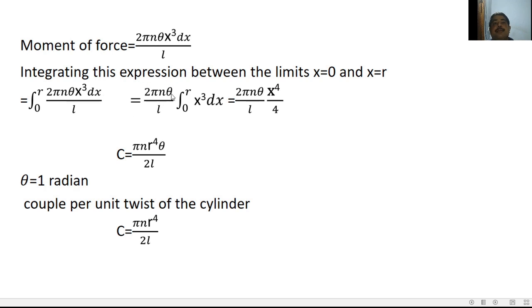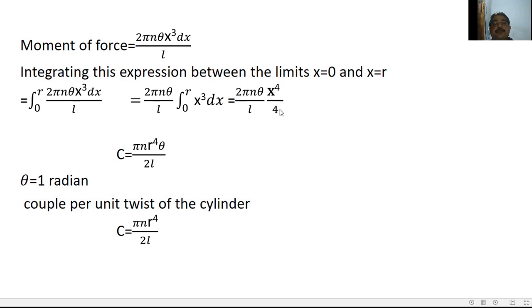Here, these are the constants: 2, pi, eta, theta and L. Here the variable is x. Therefore, this equation can be written as 2 pi eta theta by L, the integration from 0 to r, x cube dx. You know that the integration of x cube is x to the power 4 by 4.